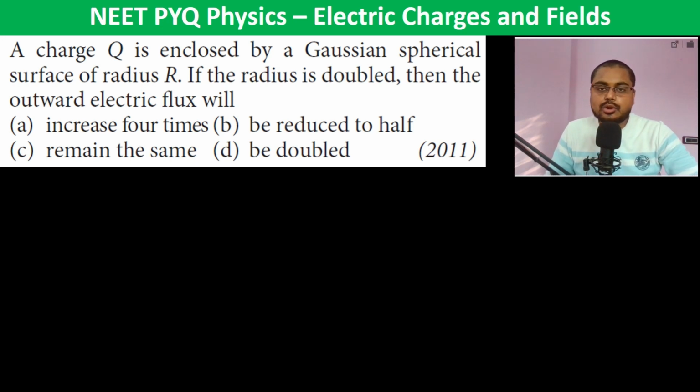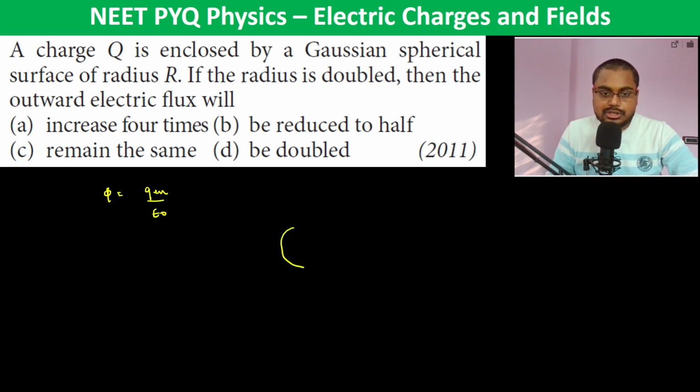A charge q is enclosed by a Gaussian sphere of surface of radius r. If the radius is doubled, then the outward electric flux will be? Very tricky question. Therefore, we have flux is equal to q enclosed divided by epsilon naught.